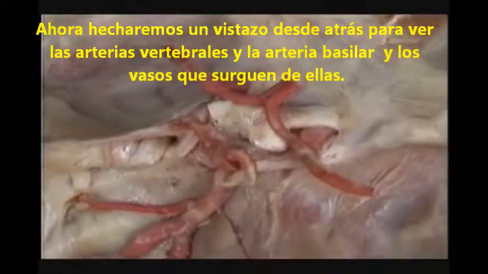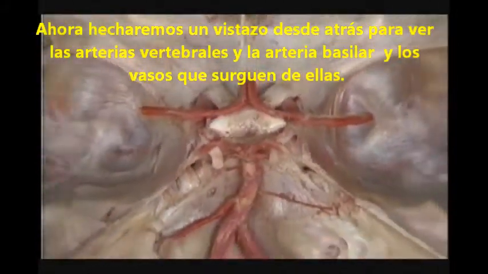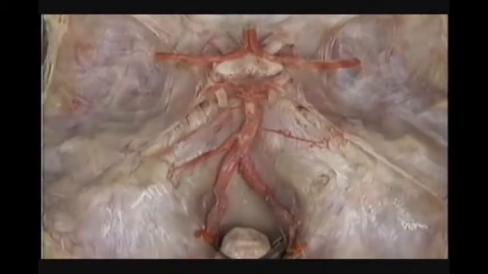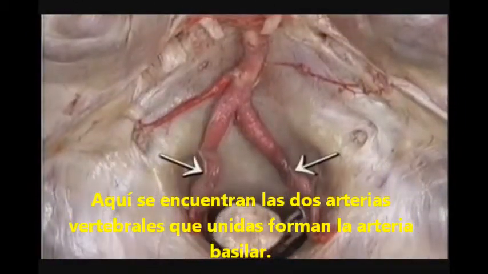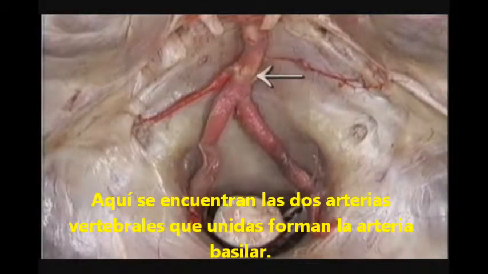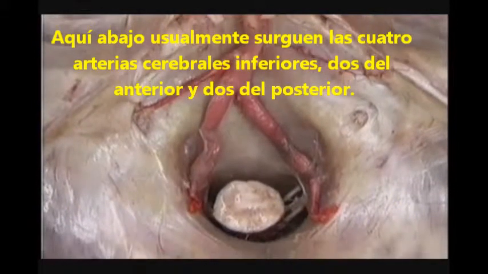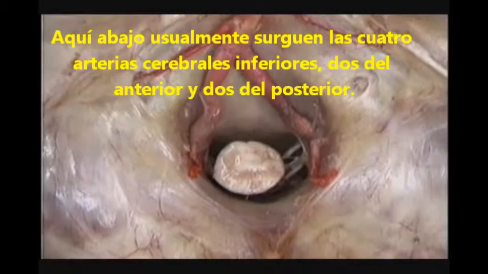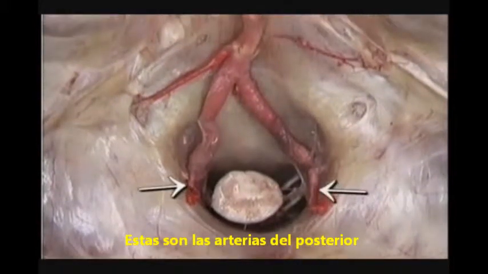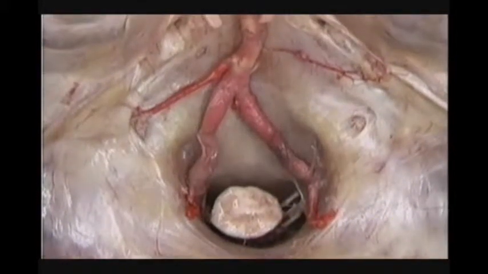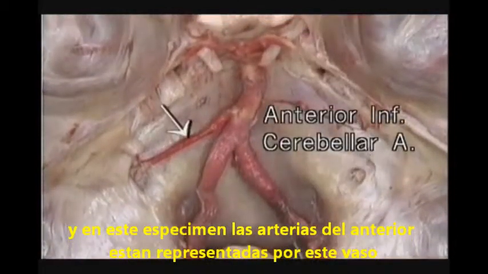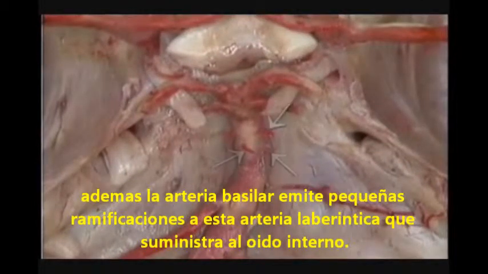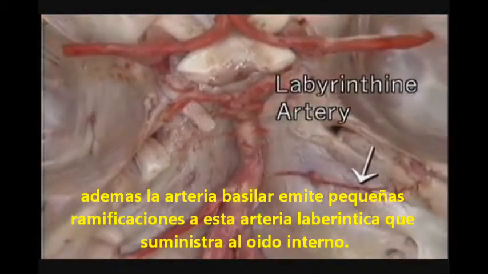Now we'll go round to a view from behind to see the vertebral and basilar arteries and the vessels that arise from them. Here are the two vertebral arteries joining together to form the basilar artery. Down here, four inferior cerebellar arteries usually arise, two posterior and two anterior. These are the posterior ones. In this specimen, the anterior ones are represented by this one vessel. In addition, the basilar artery gives off small branches to the pons and this labyrinthine artery that supplies the inner ear.